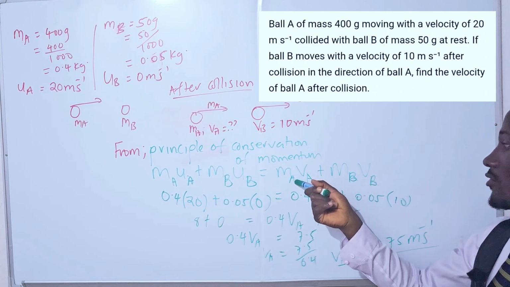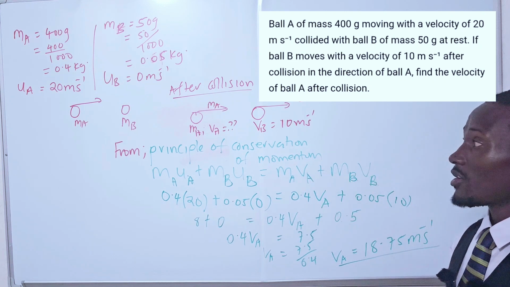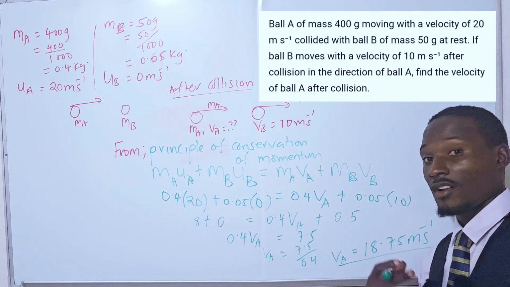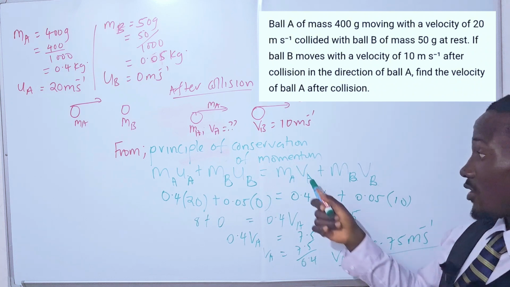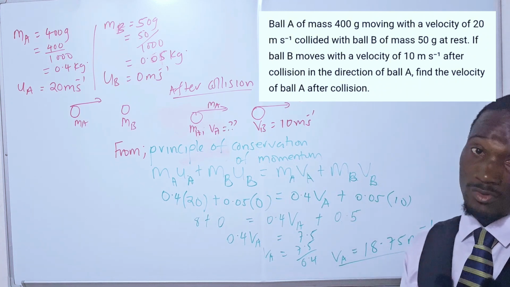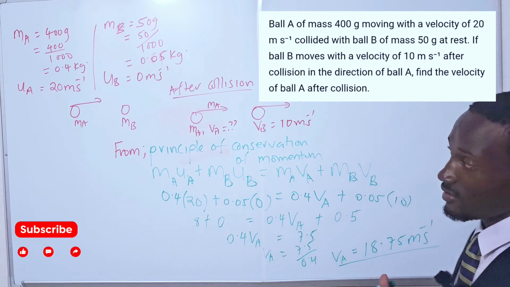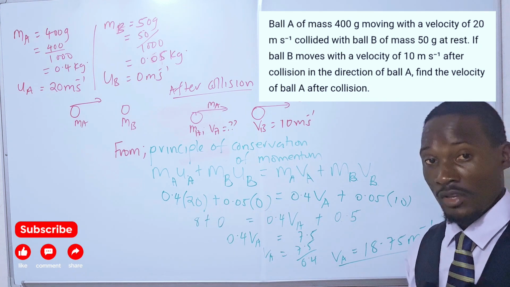So we are making all of their velocities after collision positive. But if they moved in the opposite direction after collision, then you would make one of these velocities negative. Most possibly, the question would specify the one that would go in the negative, and you would make it negative.